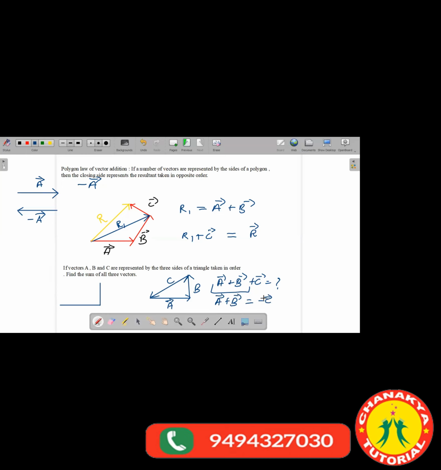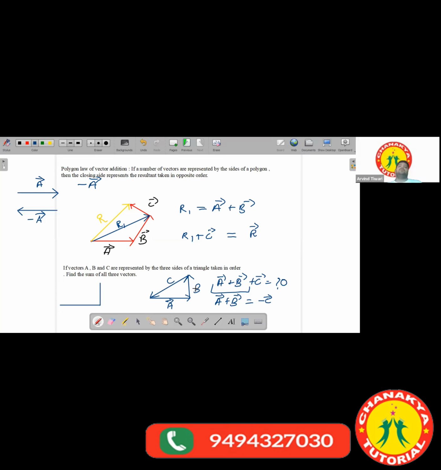So if you transpose this negative C to the other side, or even if you replace this A plus B with minus C, what should the sum A plus B plus C be equal to? Zero. So the answer to this question is 0. Dhanunjay, have you understood this question? Yes, sir.